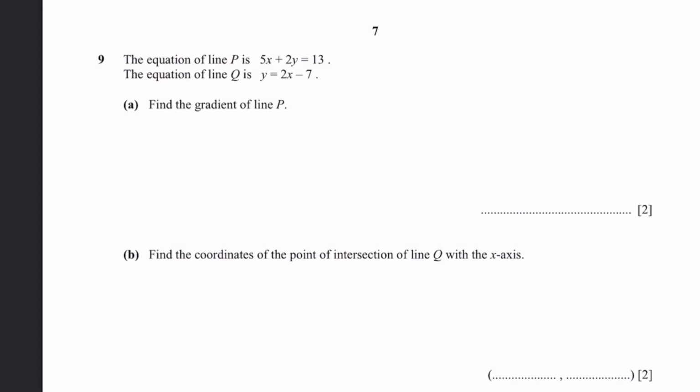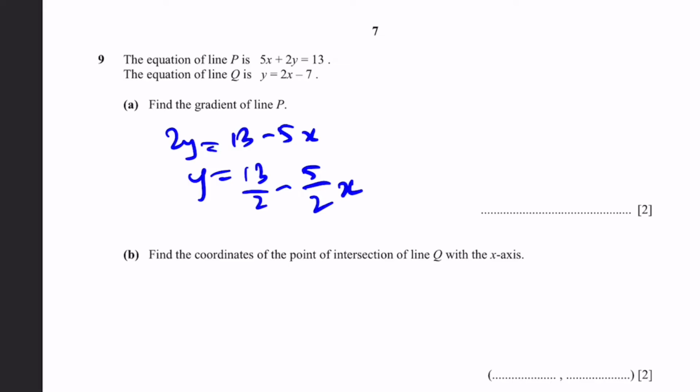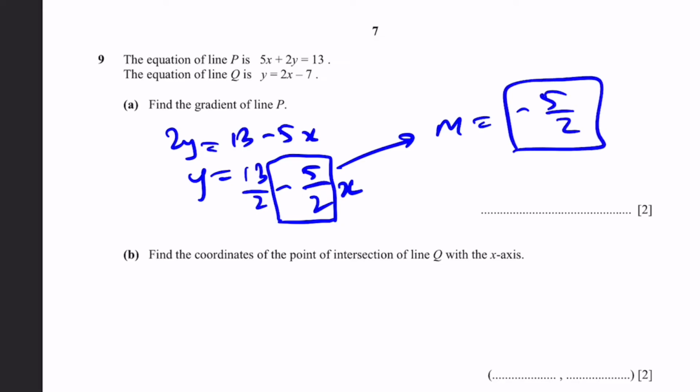Question 9. The equation of line P is 5x plus 2y equals 13. Equation of line Q is y equals 2x minus 7. A. Find the gradient of line P. So let's rearrange to make y the subject. 2y equals 13 minus 5x. That means y equals 13 over 2 minus 5 over 2 x. And this value over here is the gradient. We can write m equals minus 5 over 2, since m is how the gradient is represented.